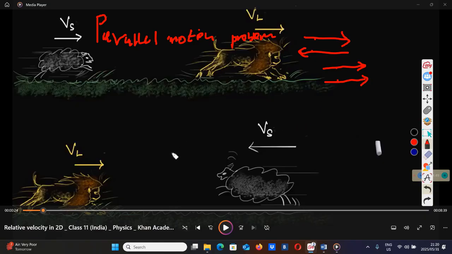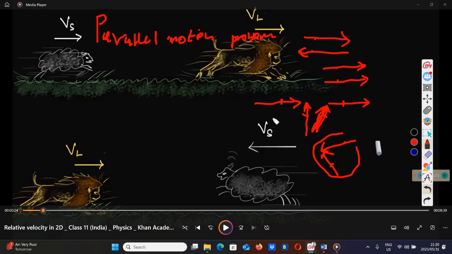So this line is parallel to this. Now we're going to have a different scenario where one of the objects is moving like this, and the other one is moving like this, or one object is moving like this, and the other one is moving at an angle like that. So it can be any kind of motion like this and like this. As you can see, these lines are not parallel. So this kind of problems we call non-parallel problems.